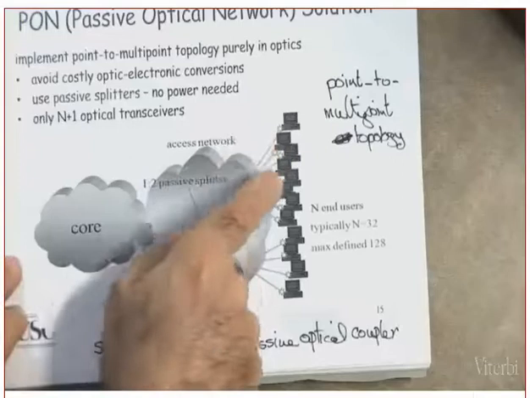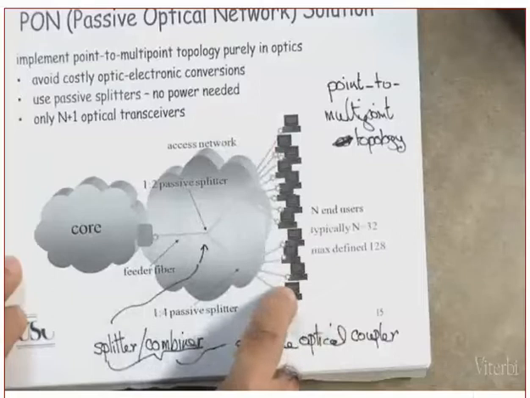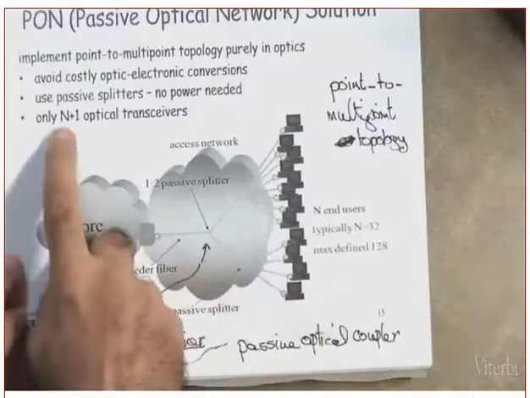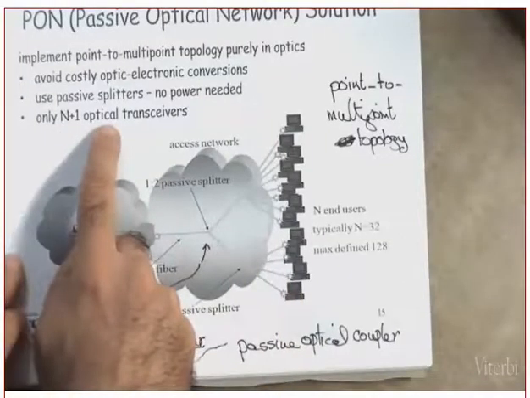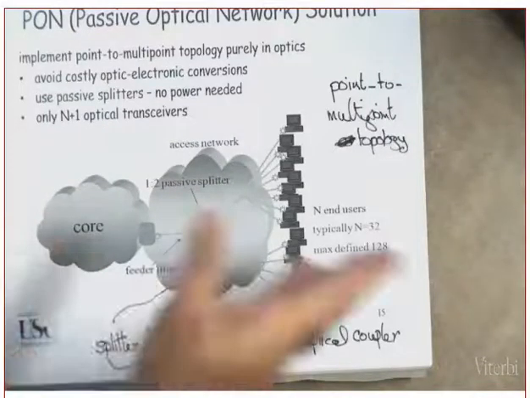Okay. We still need, of course, every user needs to have an optical transceiver. So what is the total? If this is N, what is the total? N plus 1 optical transceivers. Clear? N plus 1 optical transceivers. Did you get what I just said or not?